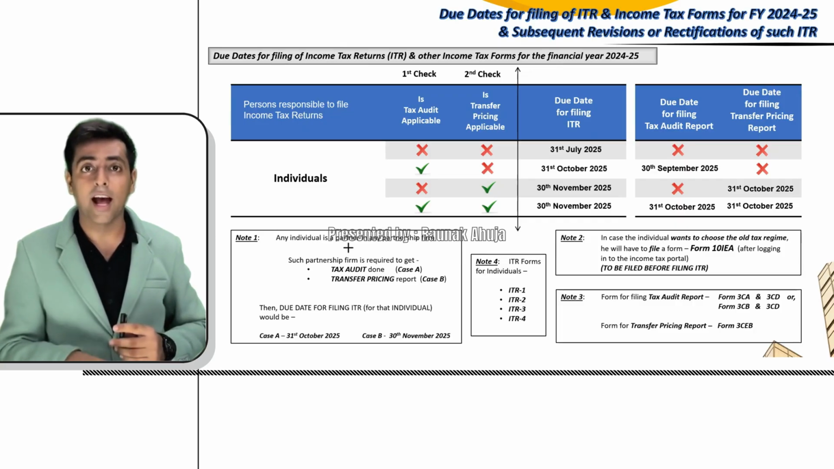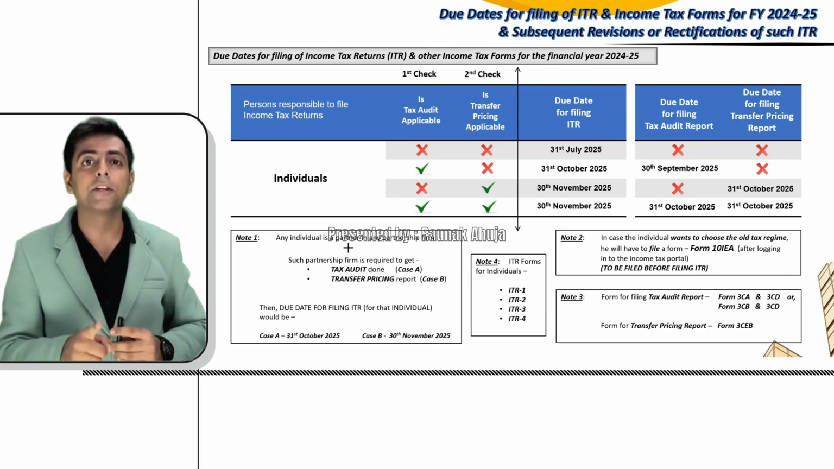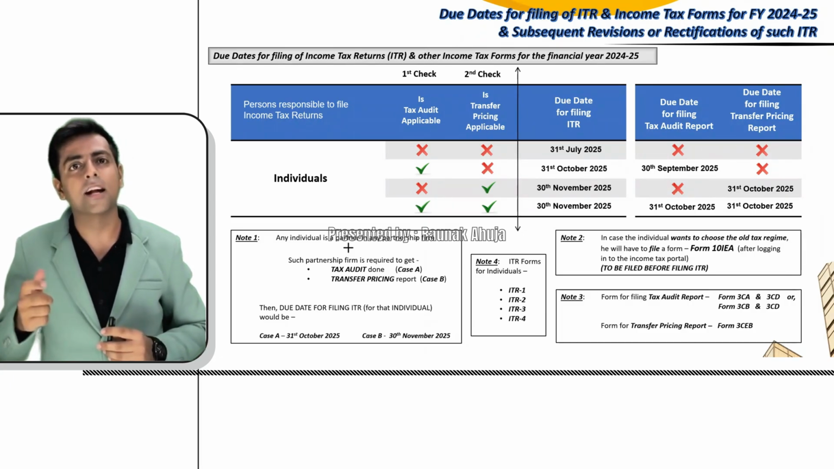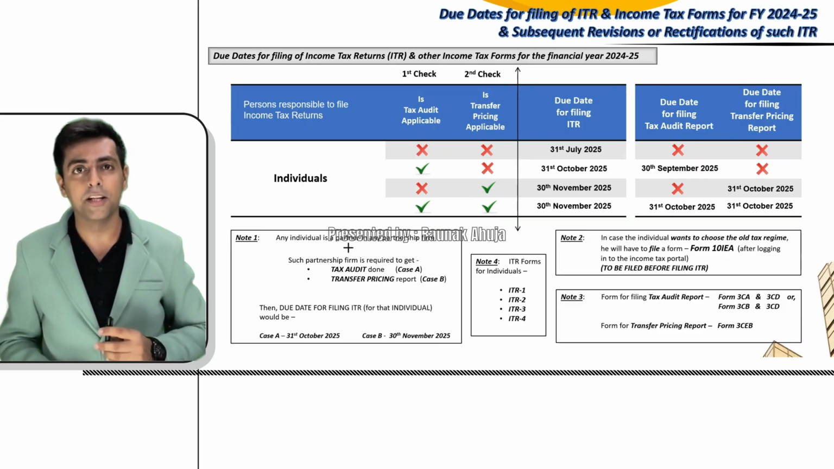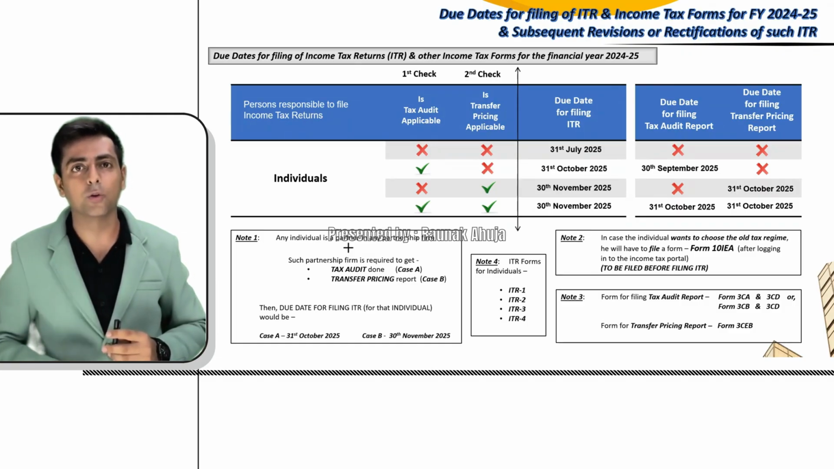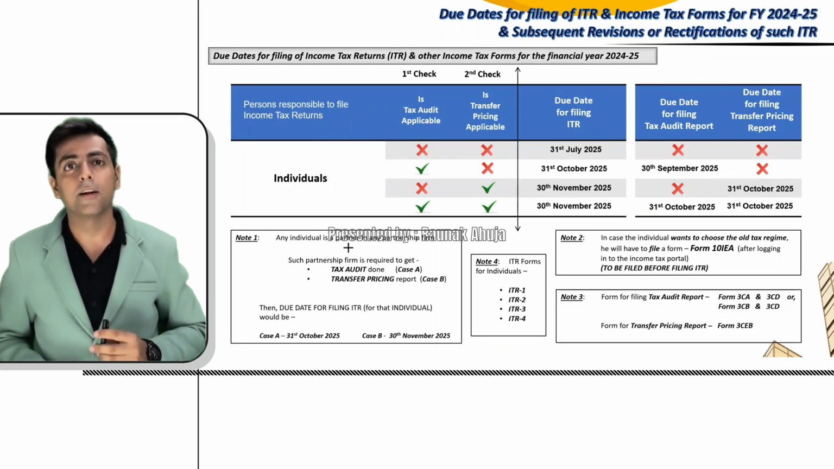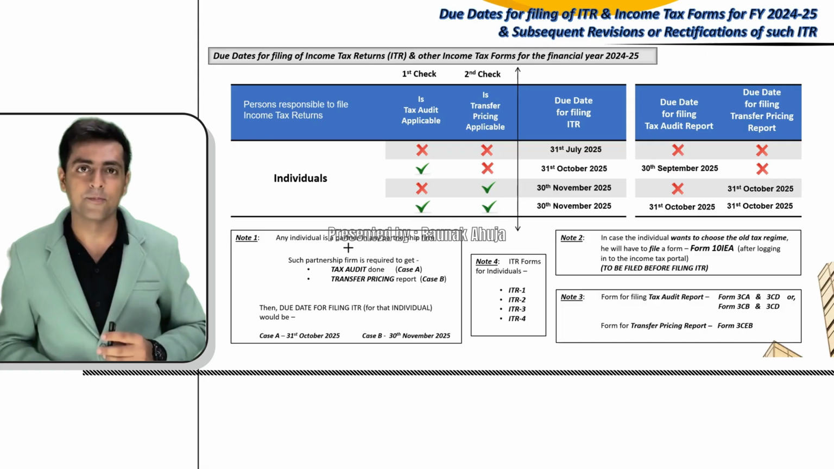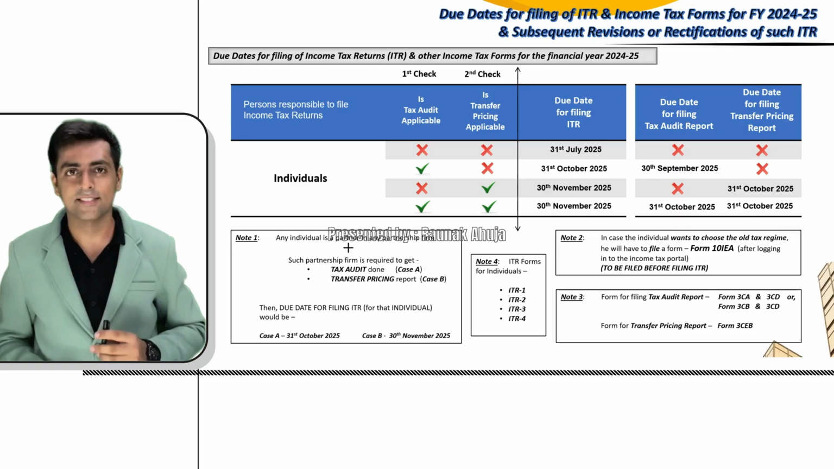The tax audit and the transfer pricing provisions are applicable to the individual only if they run businesses and satisfy certain criteria. Where in case the individuals who run businesses have turnover exceeding rupees 1 crore during financial year 24-25, then in such a case, they'll have to get the tax audit done. Also, this would be applicable to professionals if their gross turnover exceeds rupees 50 lakhs.